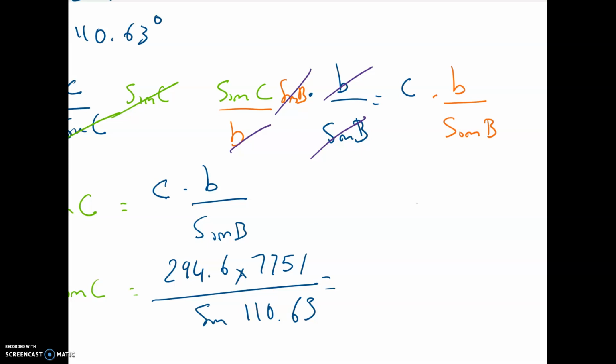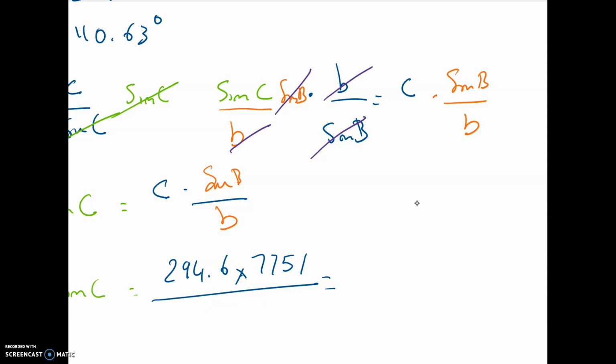2,439,902. And that right away tells me something's wrong, because the sine is in between 1 and -1. So I made a mistake. And where is my mistake, guys? Well, my mistake is right here. I'm supposed to multiply by sine B and divide by b. So I'm supposed to have the sine of 110.63 on the top, and 7,751 on the bottom.